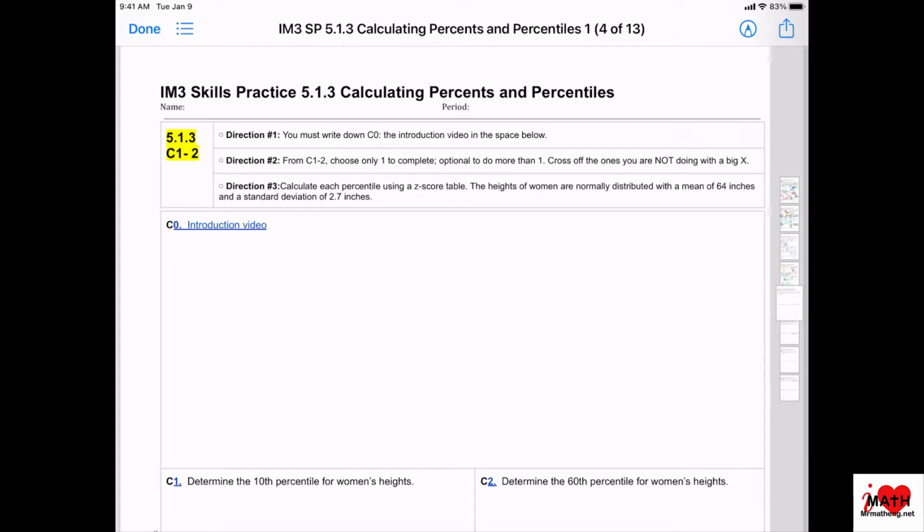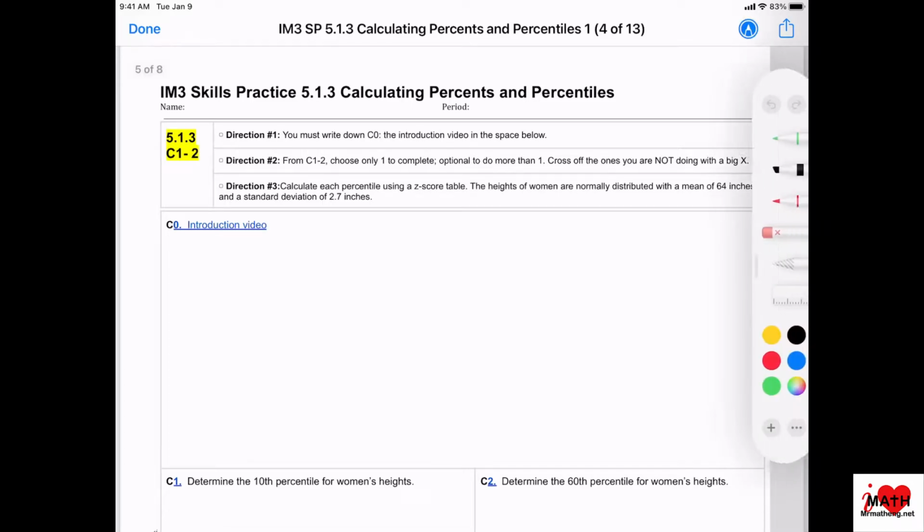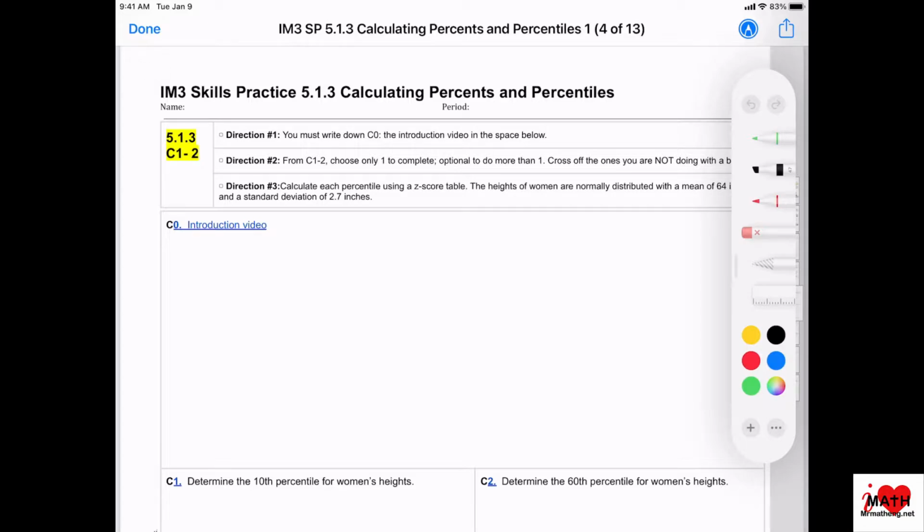The introductory video for C0. And basically what we're trying to do here is we're going to find the percentile. It's pretty much the same thing we've been doing. The first thing you're going to do is go ahead and draw yourself a picture. Draw yourself that scary ghost.